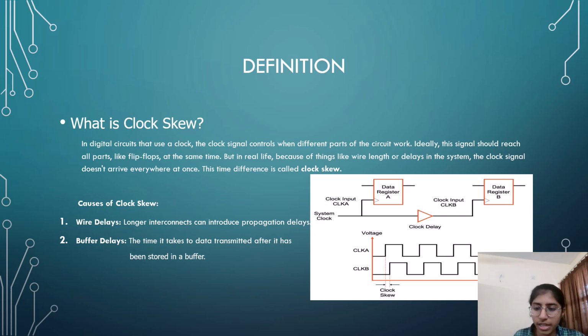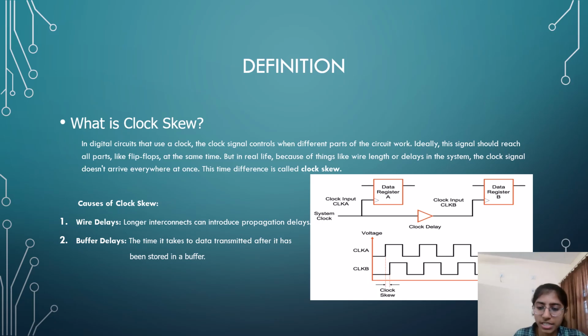So here we have one example of clock skew, and further we have the causes of clock skew. First, wire delays. Longer interconnects can introduce propagation delays. So if we have a larger length of wire, there will be more chance of clock skew in the circuit. Second, buffer delays. The time it takes for data to be transmitted after it has been stored in a buffer.